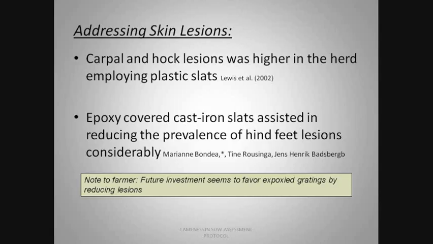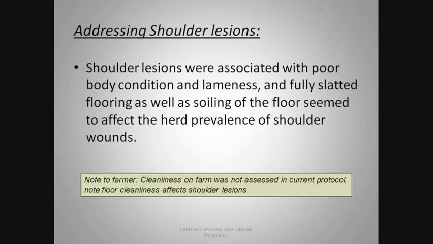Hock lesions are popular with plastic slats. Epoxy covered cast iron slats reduce prevalence of hoof lesions. Farmers should consider these recommendations for future use. Soil flooring plays a factor in shoulder lesions when sows possess a low body score condition. Farmers should pay attention to sows with low body score and cleanliness of stalls.